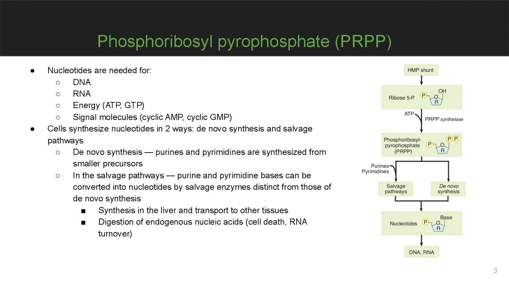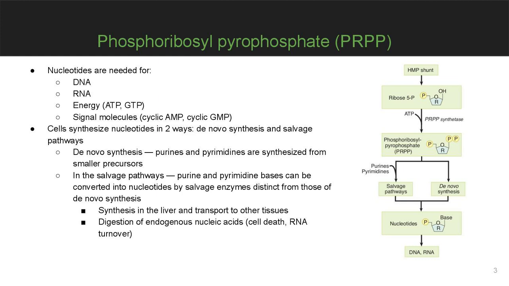Ribose phosphate for nucleotide synthesis is derived from the hexose monophosphate shunt and is activated by the addition of pyrophosphate from ATP, forming phosphoribosyl pyrophosphate using PRPP synthase. Cells make nucleotides in two ways: the de novo synthesis and the salvage pathway. De novo synthesis means new, which occurs predominantly in the liver. Purines and pyrimidines are synthesized from smaller precursors, and PRPP is added to the pathway at some point.